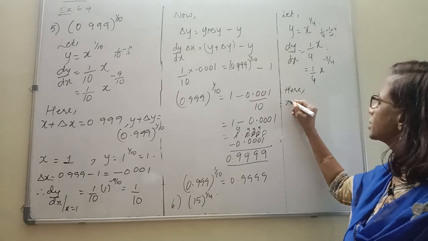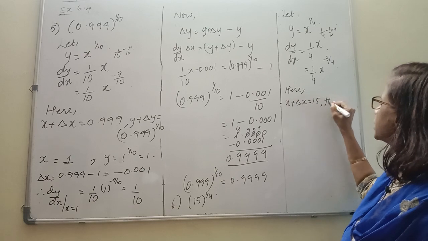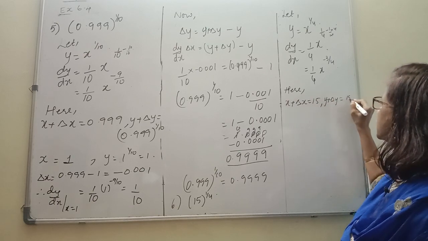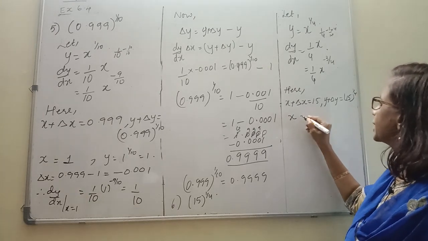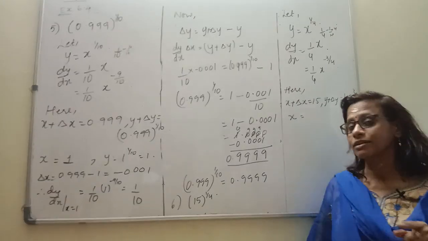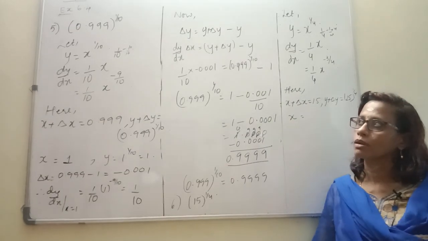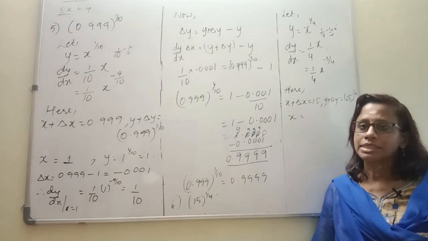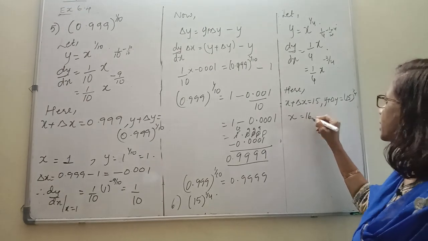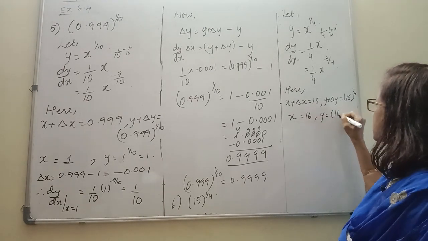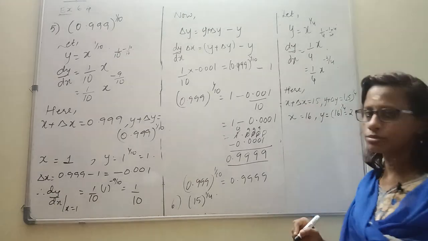x plus delta x is 15 and y plus delta y is 15 raised to 1 by 4. Now we should decide x and then y. So which is that standard value whose fourth root we know and it's close to 15? It can be 16. Yes, 16, because 16 raised to 1 by 4 is 2. Fourth root of 16 is 2.